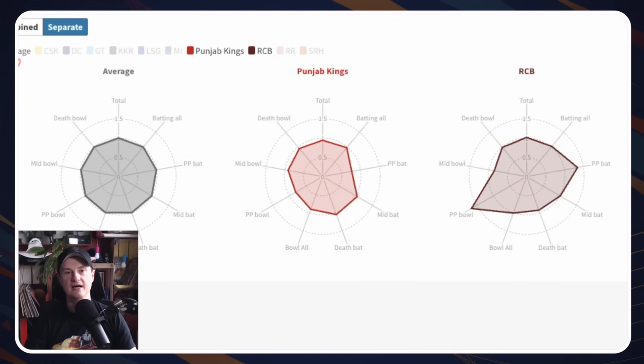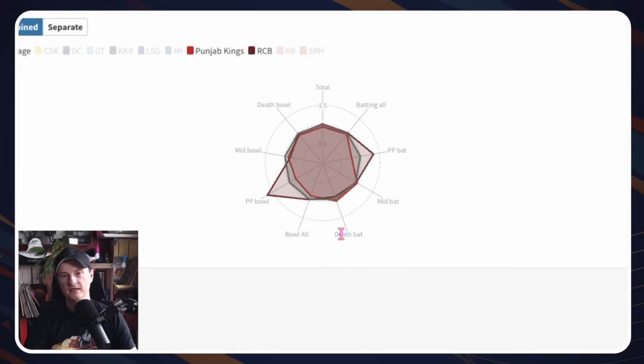Let's have a look at RCB in here. And you can see that comparing to Punjab, they certainly have some nice little shapes. And certainly also comparing to average. There's some weaknesses in here as well, but this is not too bad at all.